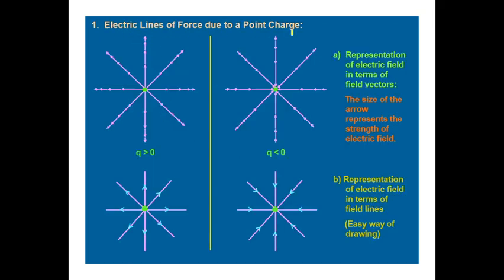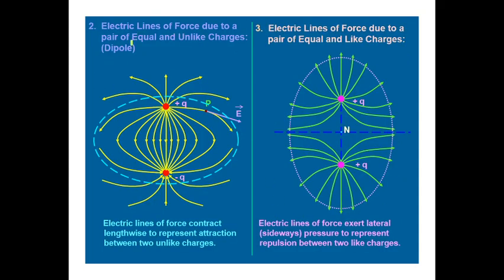Consider the electric lines of force due to a point charge. If q is greater than zero, meaning a positive charge, then the electric line of force is represented in the radially outward direction. If the charge is negative, it is drawn towards the charge. Q less than zero means negative charge. And this is the actual representation: positive charge, radially outward direction; negative charge, toward the charge. Electric line of force due to a pair of equal and unlike charges.